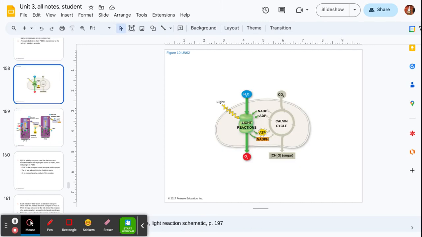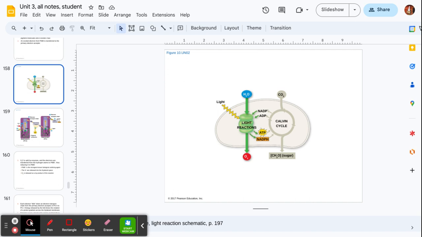So if we go back to our picture of what's happening, we're frozen, sorry. This is a very good diagram in that it's really showing a summary of what is happening. We're getting light coming in. We're still talking about light reactions. We still have not talked about the Calvin cycle, and we will probably touch on that today.